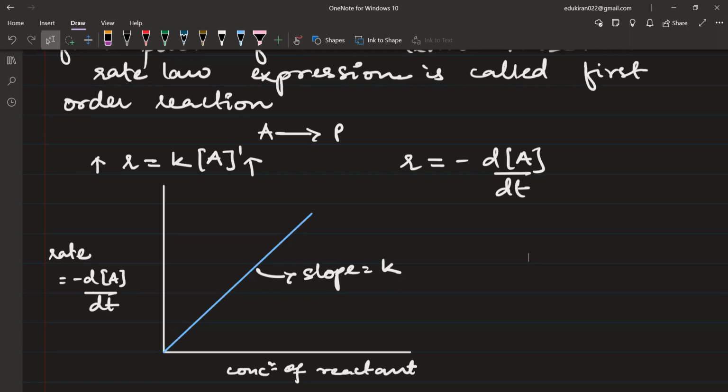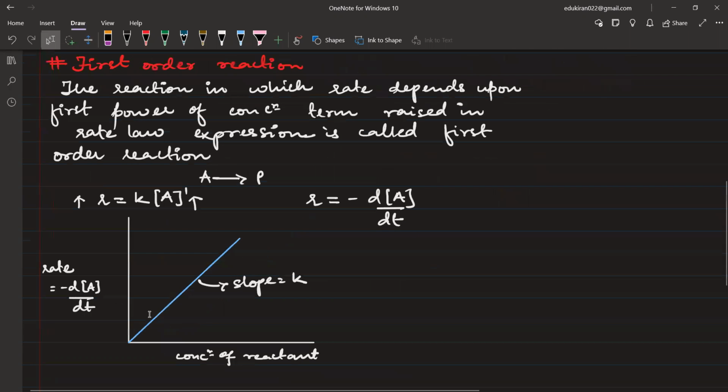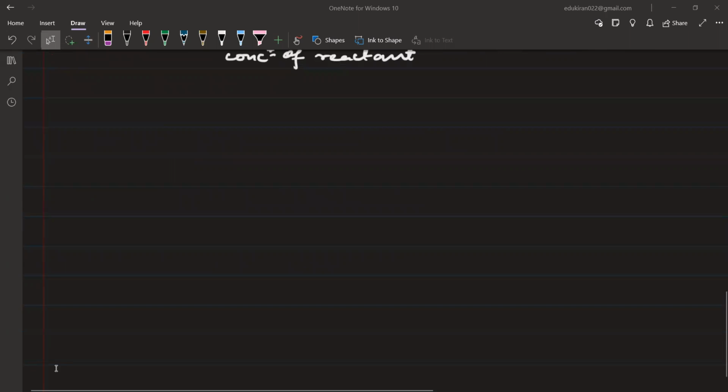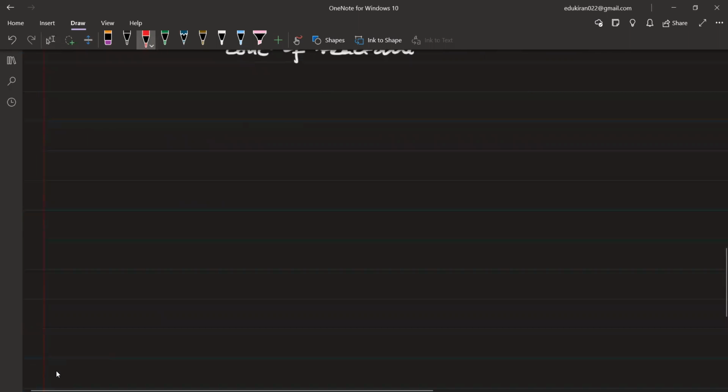Sir, could you show the definition again? Yeah, sure. Dhananjay, is it okay, Sami? Done, everyone? Okay. Right, next expression for rate form. Or rather, you should write integrated rate law equation.